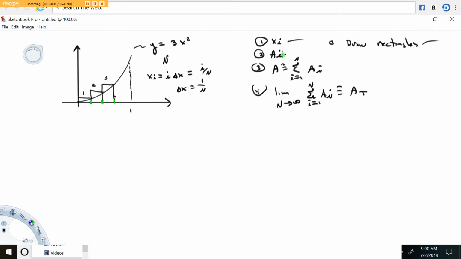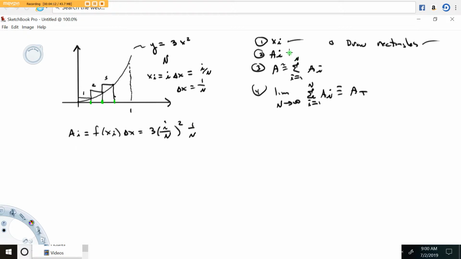All right, formula for the a sub i. I want a formula that's good for all of them. In general, a sub i is the function value at the appropriate x location times delta x. In this case, that's going to be 3 times i over n squared. There's my function value. I got that by taking my formula for x sub i and substituting it there. Then times delta x, so this needs to be multiplied by 1 over n.